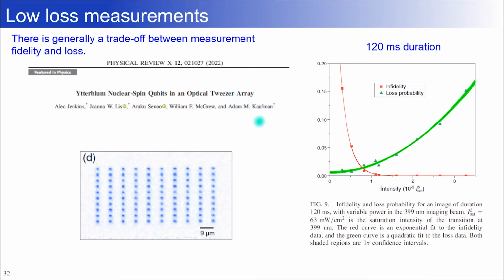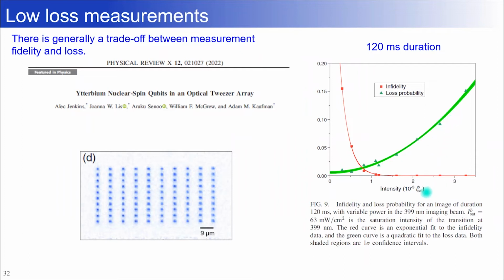Some very recent work from the Kaufman group using ytterbium, actually. So here's their ytterbium array, a 10 by 10 array of ytterbium. And here's a plot for a relatively long measurement, 120 millisecond duration measurement. They varied the intensity of the measuring beam. And if they went to high intensity, they got a high loss probability, but a very low infidelity.